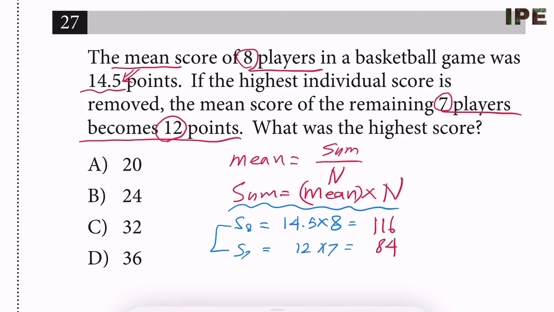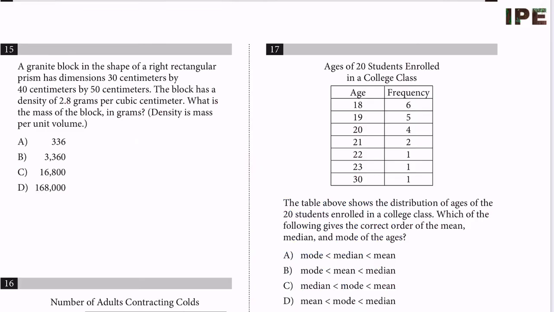So what is the highest score? The highest individual score is the difference of these two sums, right? Because 116 means all 8 players' scores, and the 84 means what? The 7 players except the highest score. So that difference, 116 minus 84, is 32. This is the highest score. So the answer is C.